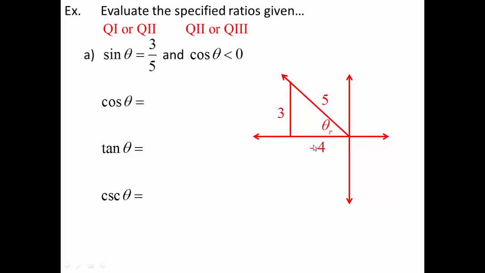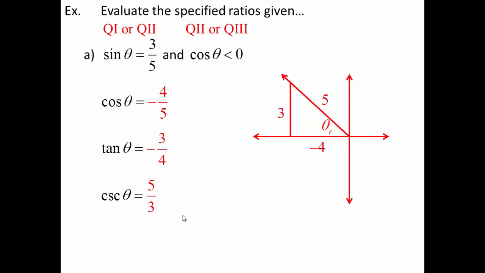Now I can go ahead and set up my ratios. Cosine is x over r, so negative 4 over 5. Notice it's negative, which is exactly what the given information said. Tangent is y over x, so 3 over negative 4, or negative 3/4. I'm in the second quadrant. My tangent ratio better be negative. And of course, cosecant, I don't need a triangle. Let's just take 3/5, flip it upside down, call it a day.